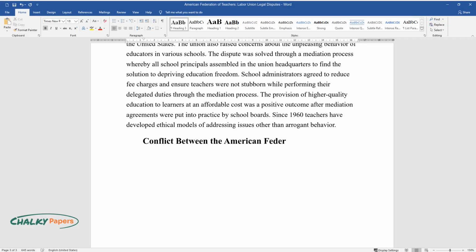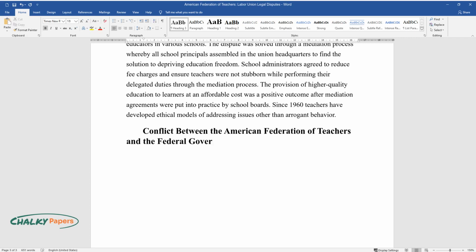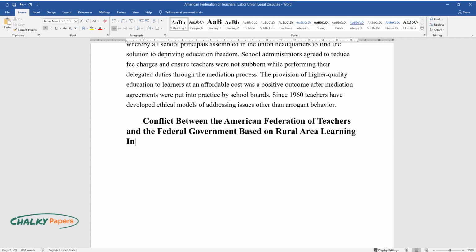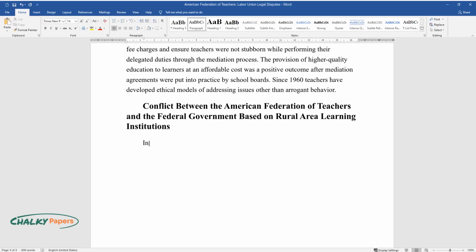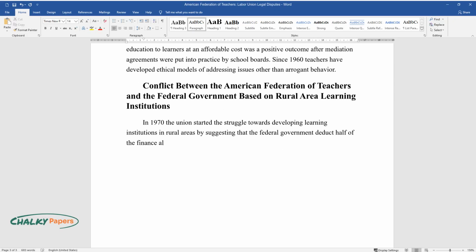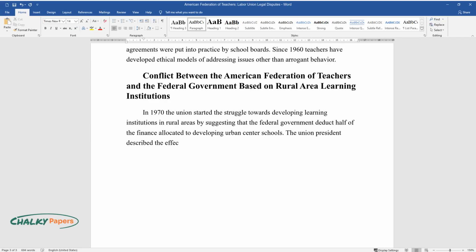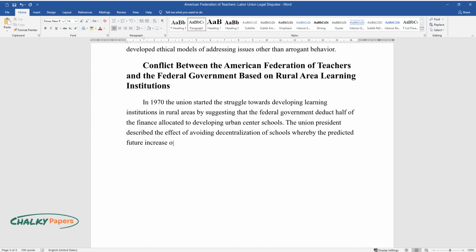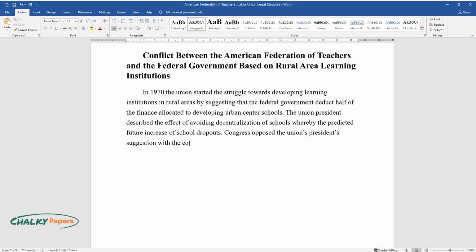Conflict between the American Federation of Teachers and the federal government based on rural area learning institutions. In 1970, the union started the struggle towards developing learning institutions in rural areas by suggesting that the federal government deduct half of the finance allocated to developing urban center schools. The union president described the effect of avoiding decentralization of schools, whereby school dropouts were predicted to increase in the future. Congress opposed the union's president's suggestion with the constitutional view that demanded equal distribution of resources.